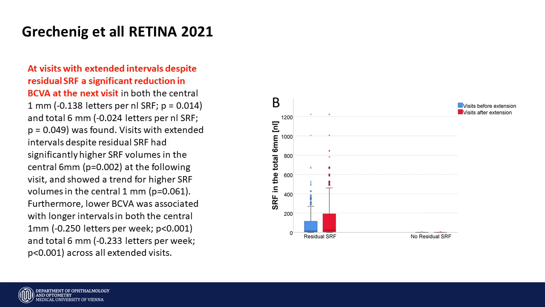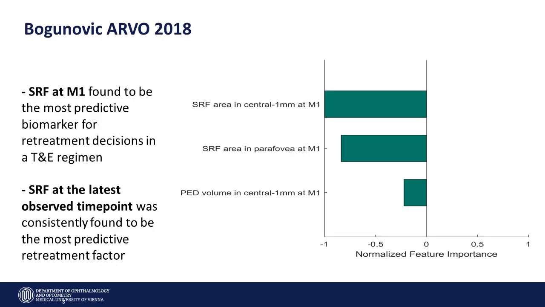Our group also looked at the meaning and the role of subretinal fluid, and we used the Australian FLUID study for this. And we found that at visits with extended intervals, despite residual subretinal fluid, a significant loss in visual acuity occurred at the next visit. So yes, subretinal fluid matters. It matters particularly if the volume increases.